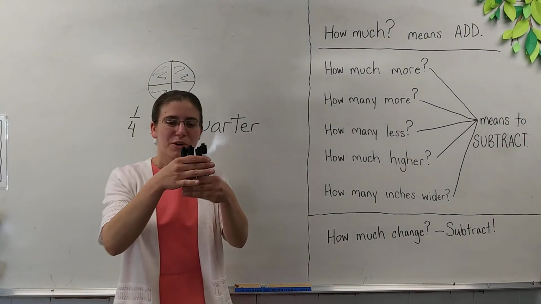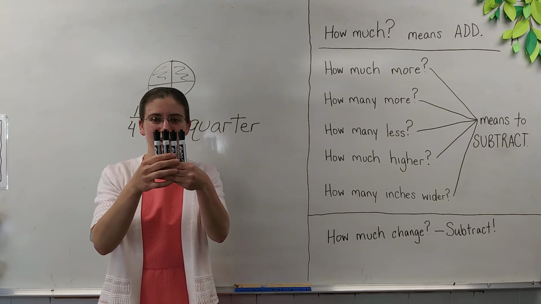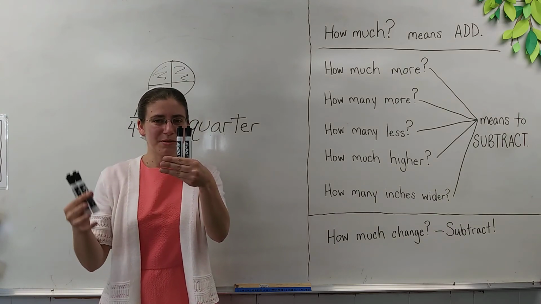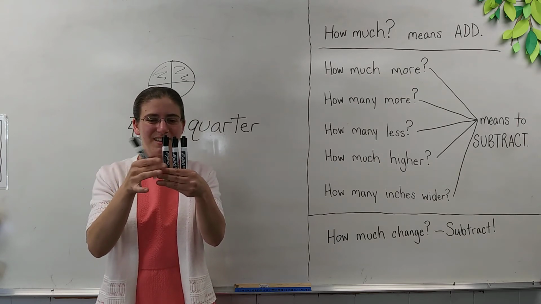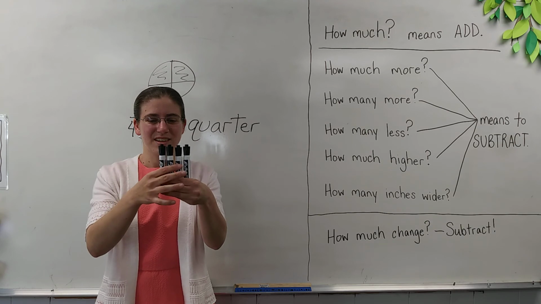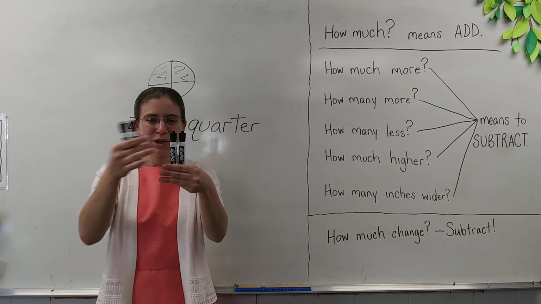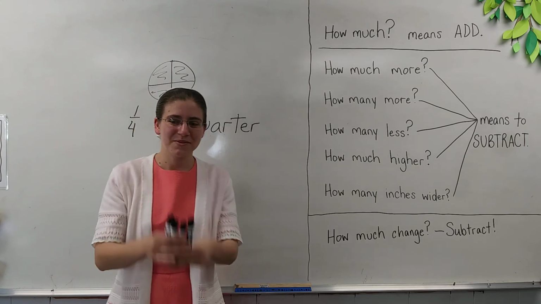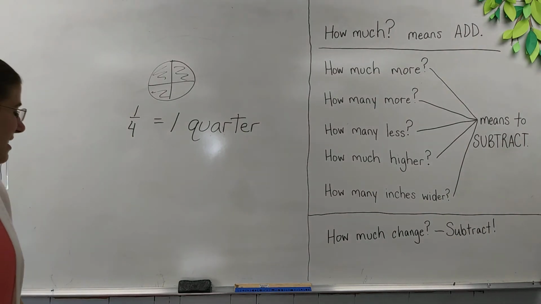Here I have 4 markers, so if I would like to have 2/4 of the markers, I'm going to take 2 of them away because there's 4 parts, and a quarter is 1/4. That means there's 4 equal parts. So 2/4, take 2 away. 3/4, take 3 away.